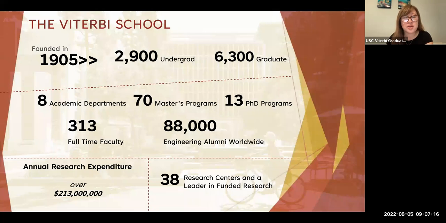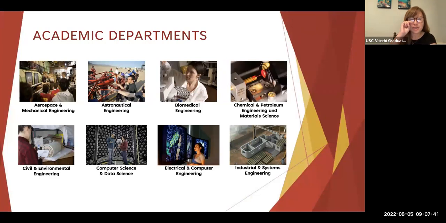And what I'll do right now is go over those academic departments. Some of these things, with the research expenditures and the 38 research centers, that's really important because that's what's going to feed into all of your curriculum and all of your opportunities. A university with strong research budgets is really able to provide good opportunities for its students. Okay, so the 8 academic departments are here.